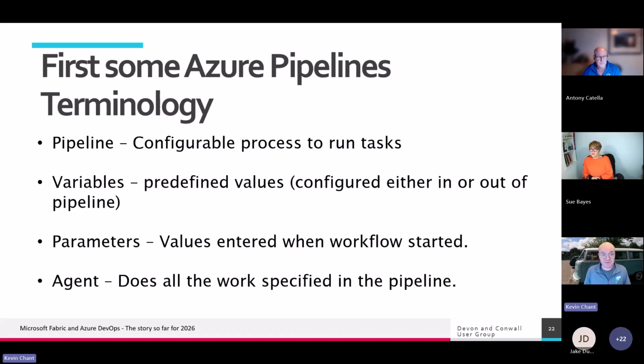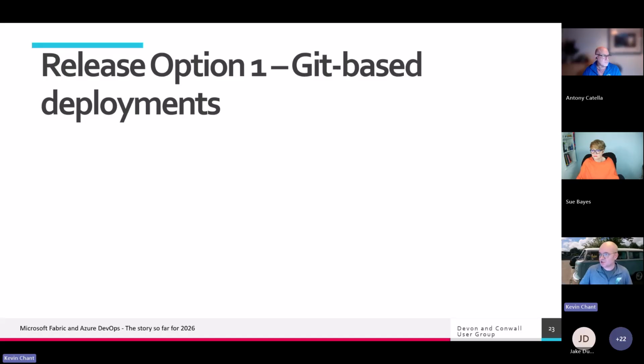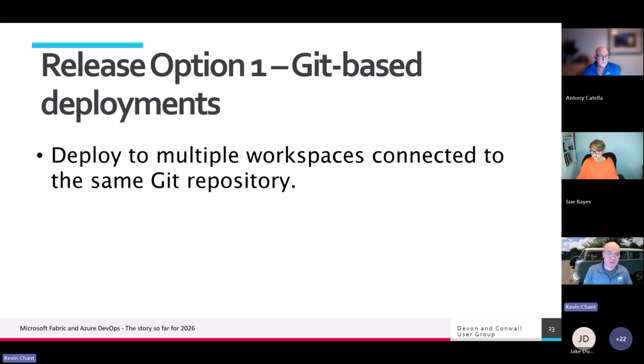And an agent you can think of as a virtual machine hosted somewhere. It can be either one hosted by Microsoft or by yourselves. Anyway, now the terminology is explained. Let's go straight into this. First option, Git-based deployments. This is where you can deploy the multiple workspaces connected to the same Git repository.